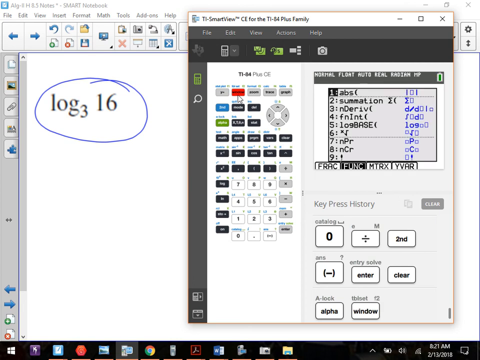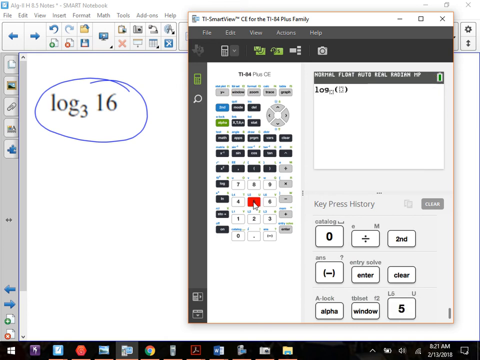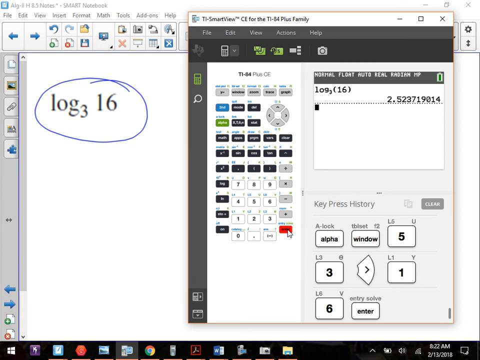Alpha window. Alpha window 5 gets you to logs. And notice, the cursor is blinking at the base. What number do you think I should put there? And there's your answer. Now, the reason I was showing that real quick is because tomorrow you will have to know how to find that button because you'll have to be able to solve equations.